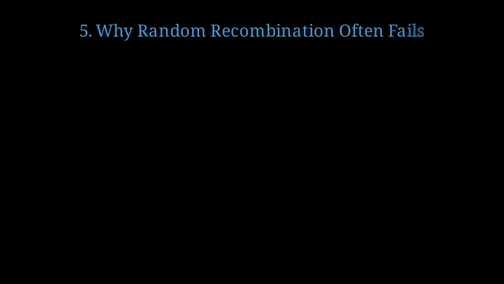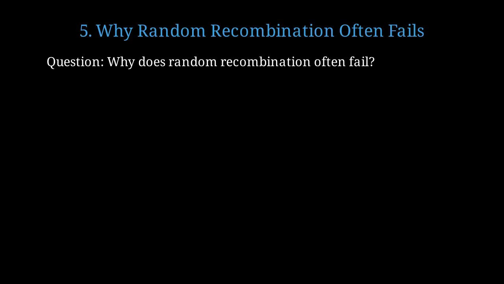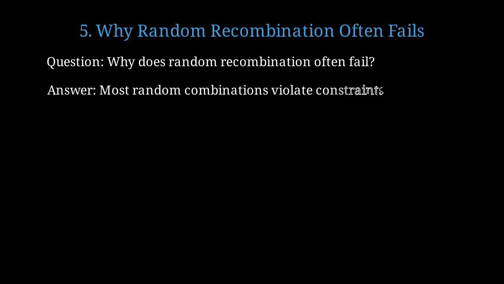Now let's address a critical question. Why does random recombination of ideas often fail to produce useful innovations? Consider this question carefully. If we have so many possible combinations, why doesn't randomly mixing design elements produce good results? The answer is that most random combinations violate fundamental physical, economic, or functional constraints. They simply don't work in practice. Mathematically, the number of feasible designs is much smaller than the total number of mathematical combinations. Most combinations are physically impossible or economically impractical.